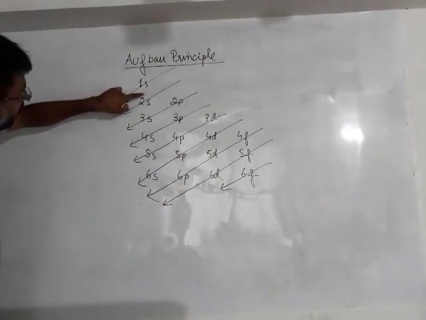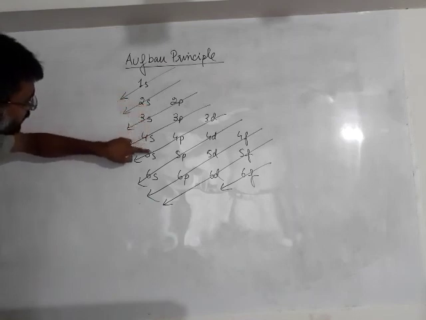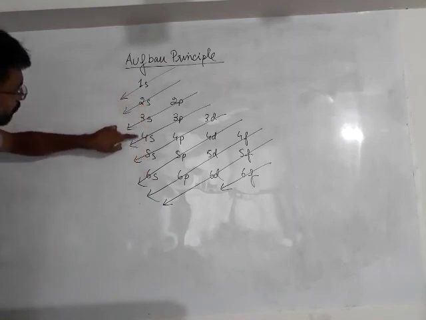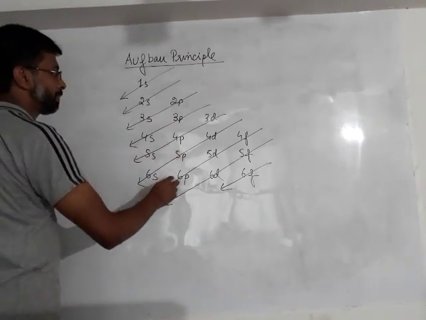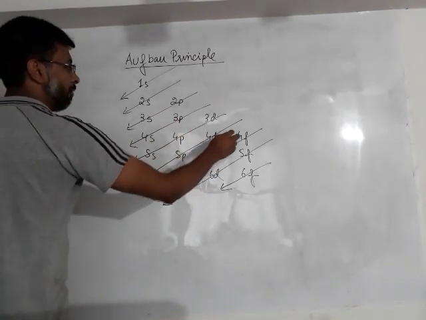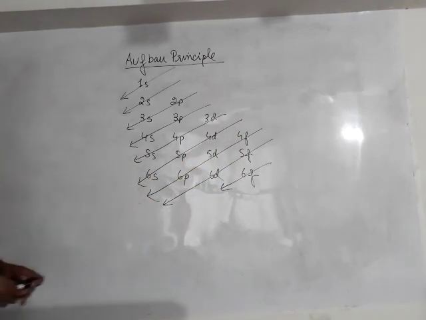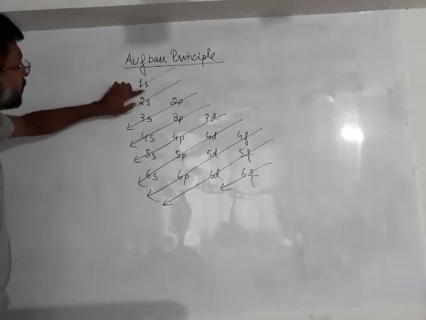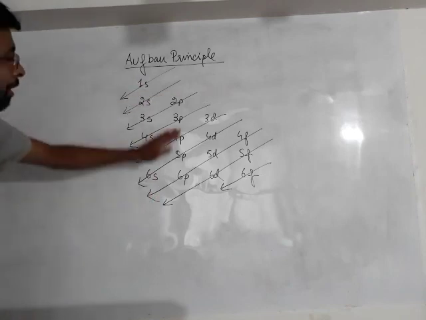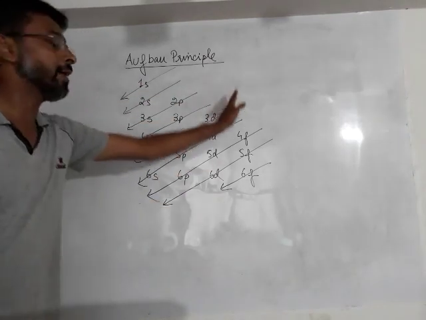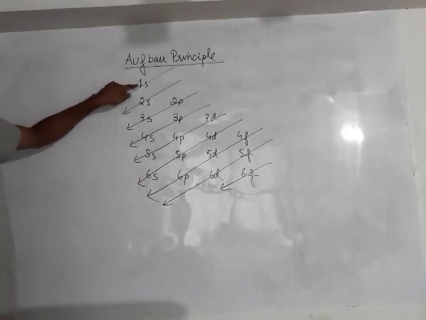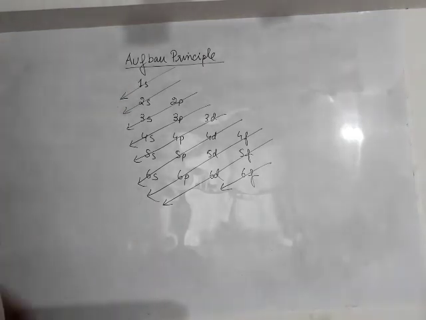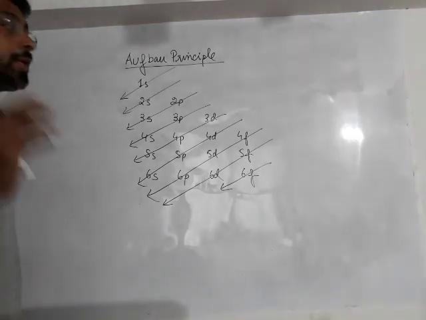Here you can see 1s, 2s, 3s, 4s, 5s, 6s. Then 2p, 3p, 4p, 5p, 6p, 3d, 4d, 5d, 6d, 4f, 5f, 6f. Now, as I have told you, these are subshells: s subshell, p subshell, d subshell and f subshell. Okay. Now, the 1s subshell is closest to the nucleus. It is closest and it will possess minimum energy.